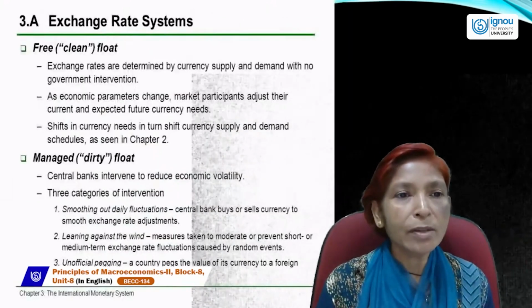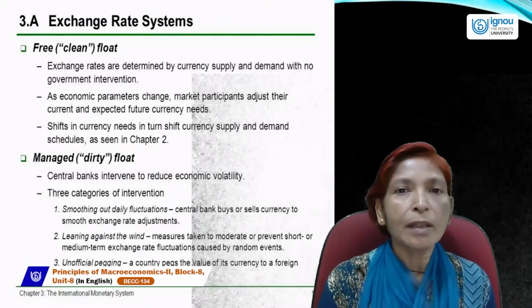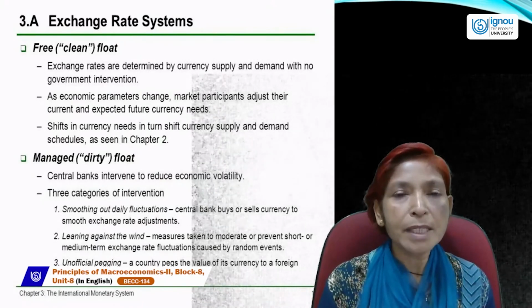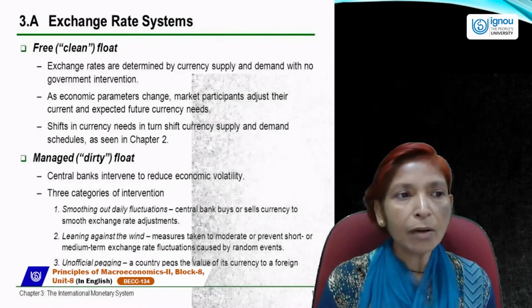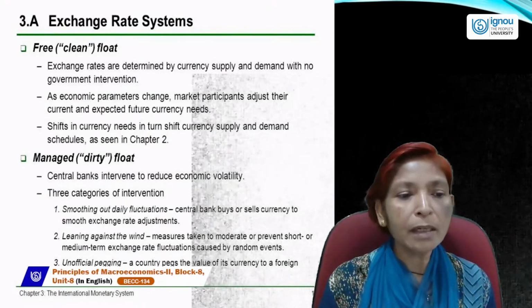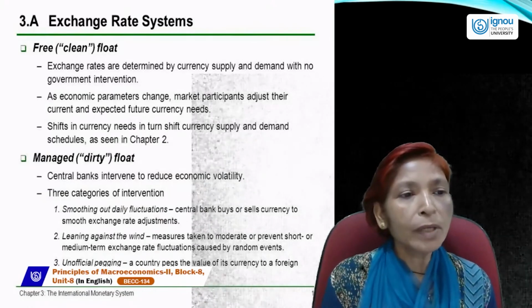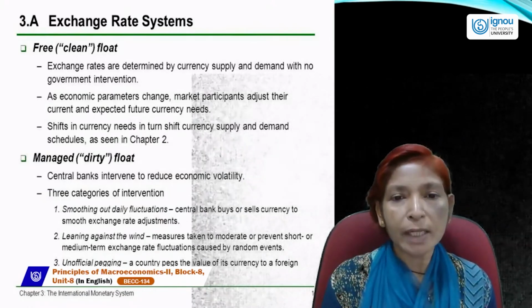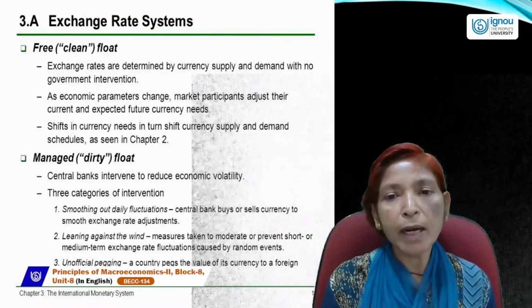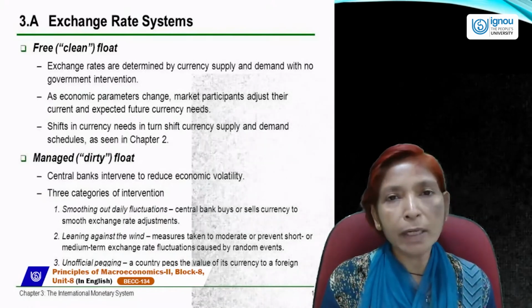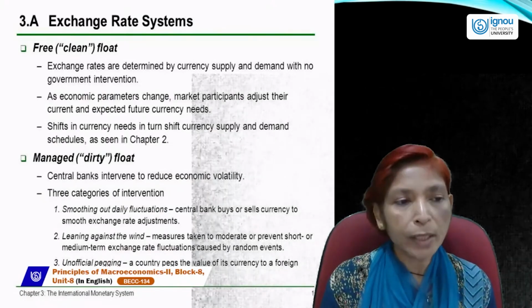Next is the exchange rate system. As we have discussed, the flexible exchange rate system is basically of two types: clean or free float system, or dirty or managed float system. In the clean float system, the exchange rate, as you know, is determined by the forces of demand and supply curves where no government intervention is included.